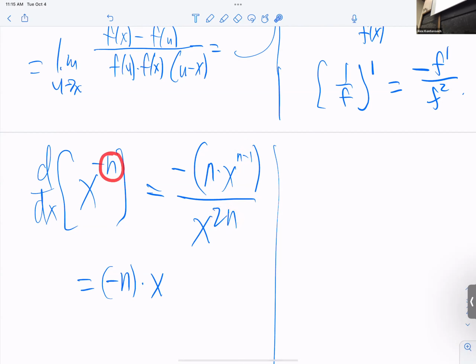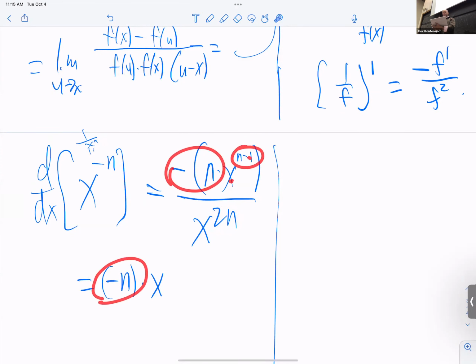X to the minus n. x to the minus n is 1 over x to the n. So the function that I'm thinking of is the function x to the n. The function is x to the n. Oh, it looks like an h. I'm sorry. That is an n. Yeah, thanks, Will. Okay. So what is the power that we get when we, so I pulled out the minus n, that's just a constant. I have an x to the n minus 1 on top and an x to the 2n on bottom. That makes a total of x to the, I have an n minus 1 minus 2n.